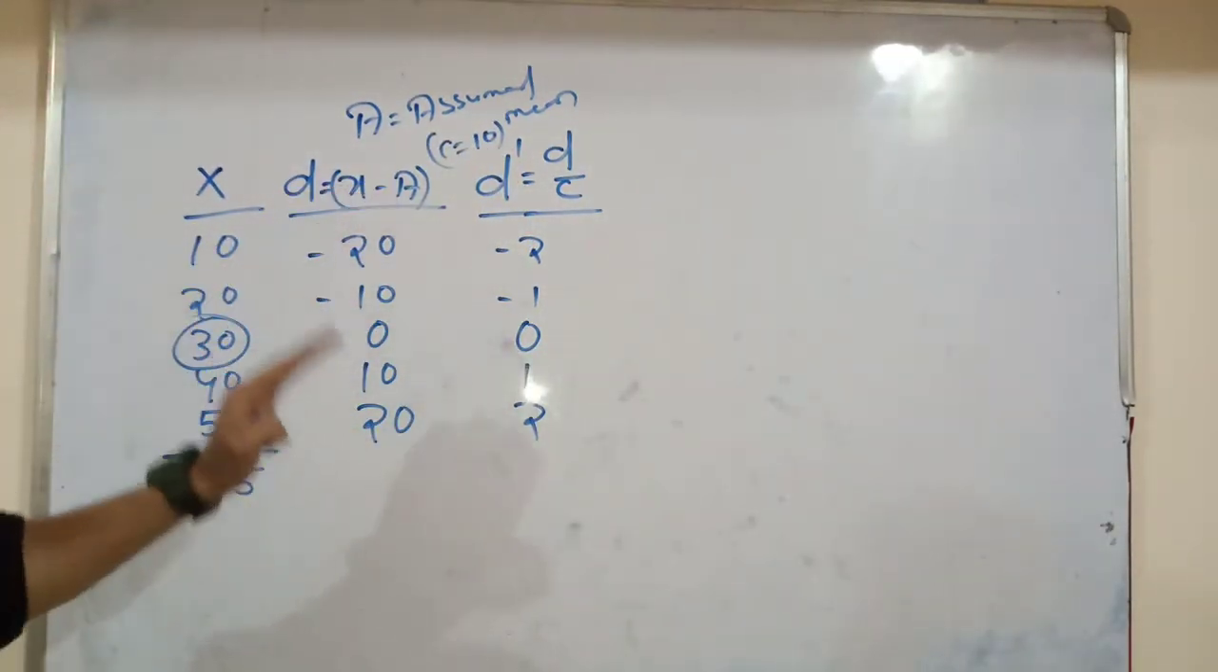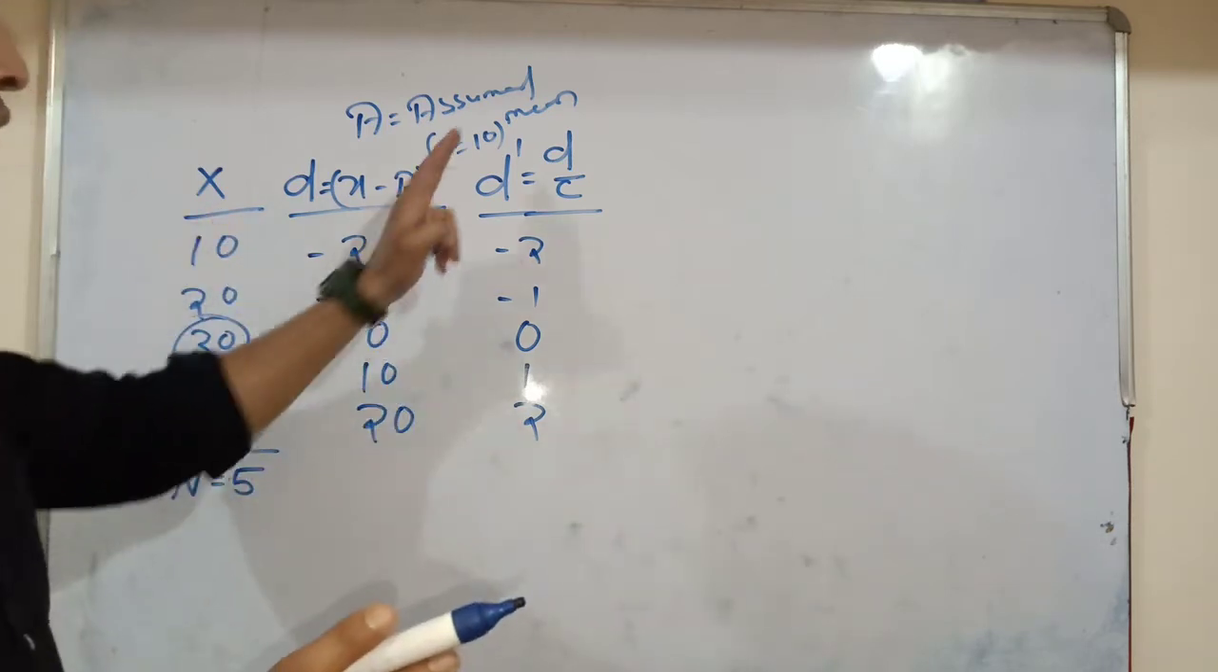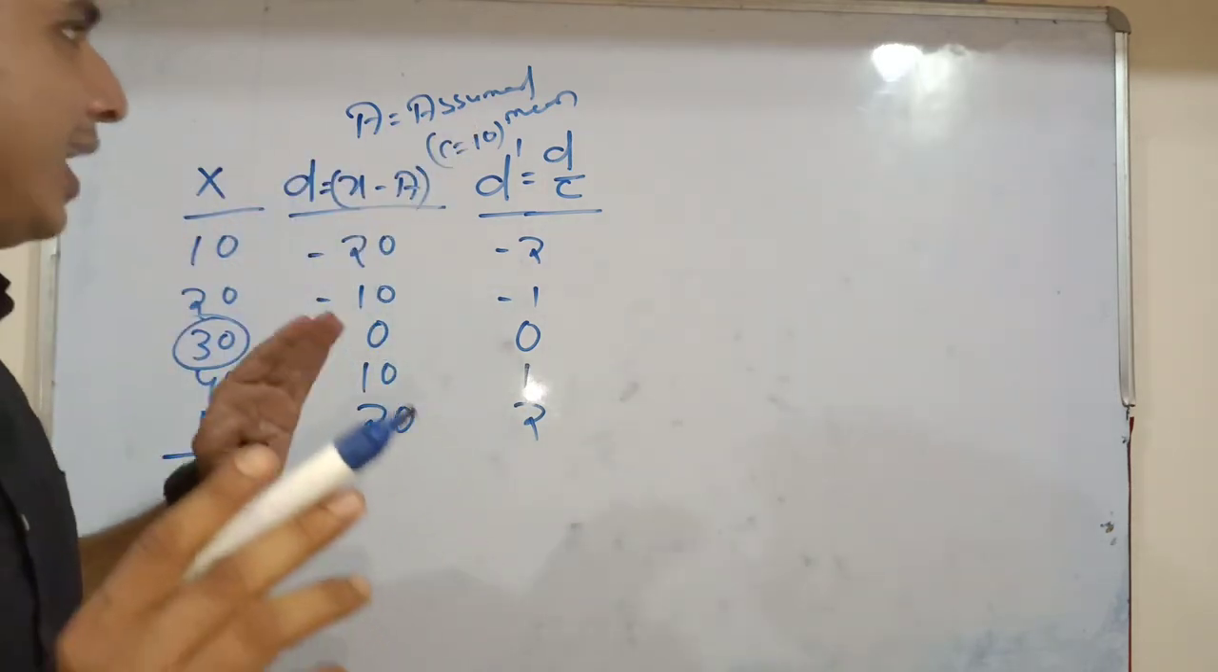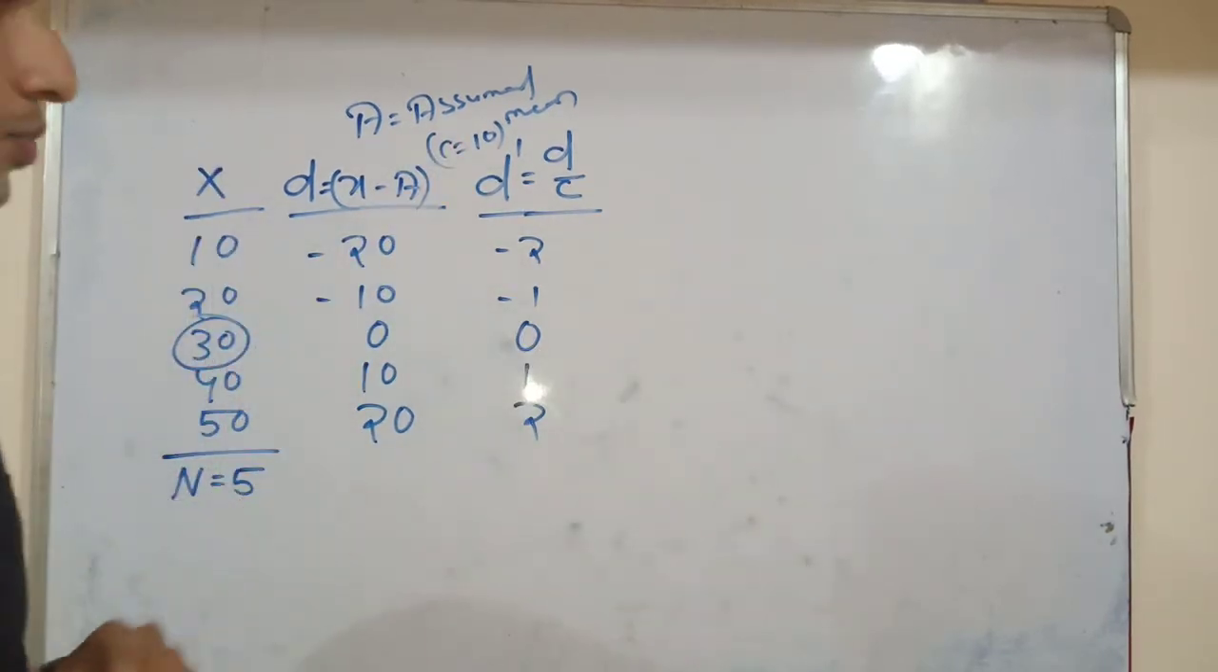20, 10, 10, 20, all the items are divisible through the 10. So that is why I have chosen 10.